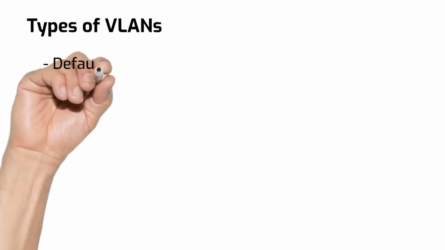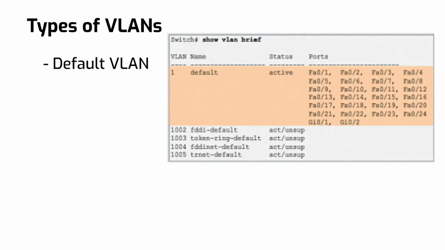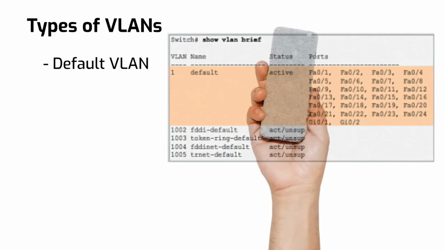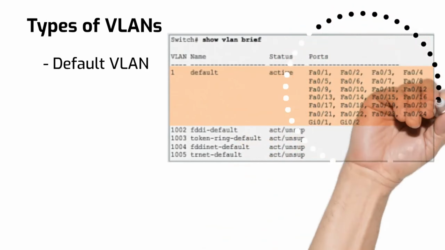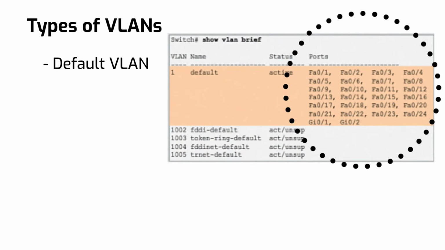Now we know about access and trunk port, let's discuss about different types of VLANs, starting with default VLAN. All switch ports become a part of the default VLAN after the initial boot up of a switch, loading the default configuration. Switch ports that participate in the default VLAN are part of the same broadcast domain. This allows any device connected to any switch port to communicate with other devices on other switch ports. The default VLAN for Cisco switches is VLAN 1.